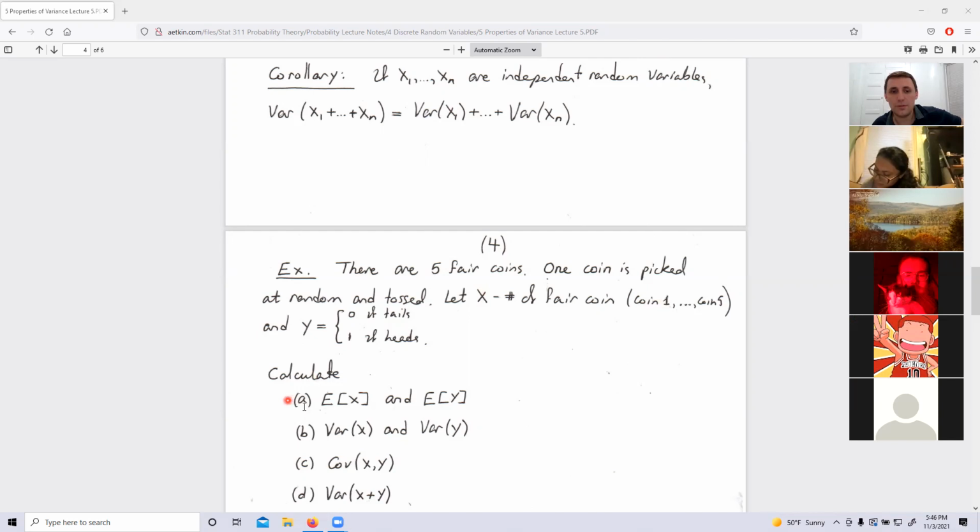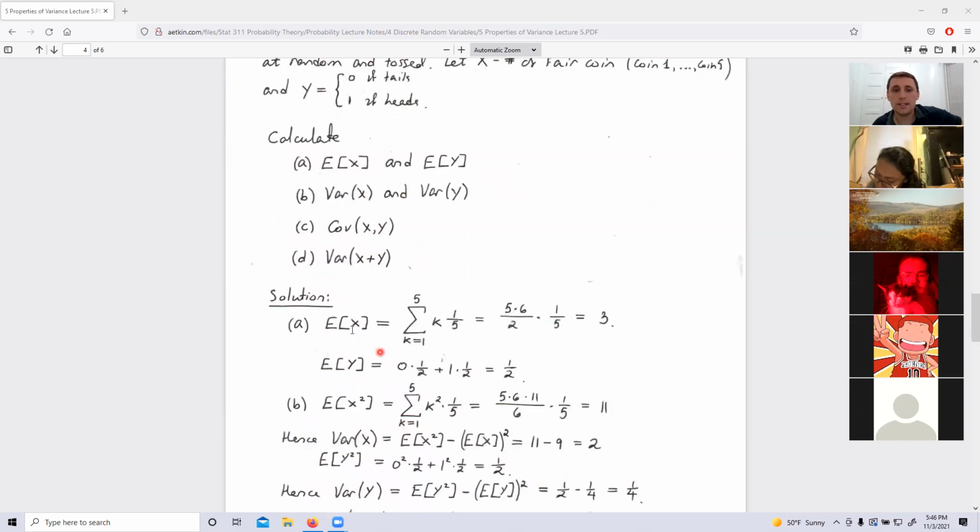All right, guys, are you ready for the expected value of x and expected value of y? Let's do that. So what's the expected value of x? Well, this is the summation of k multiplied by 1/5, where k is 1, 2, 3, 4, 5. We're just averaging those things, and we say that it's the number 3. So the answer is 3 from the summation.